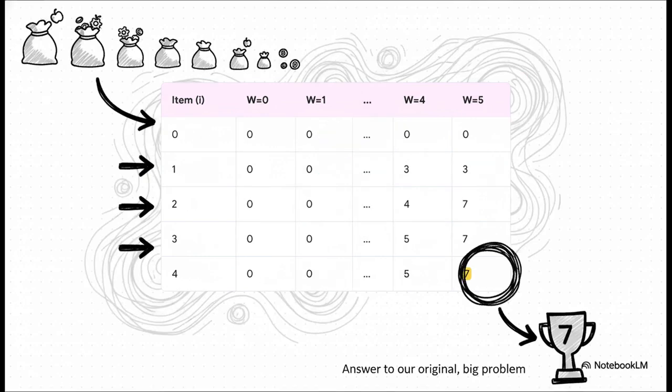And the algorithm just keeps doing this simple check for every single cell, always building on the perfect answers it's already found and stored in the cells before it. Then, once the whole table is filled out, boom! The answer to our original, big, complicated problem. The maximum possible value for a knapsack of capacity 5, considering all our items, is just sitting right there in the bottom right corner. The answer is 7.